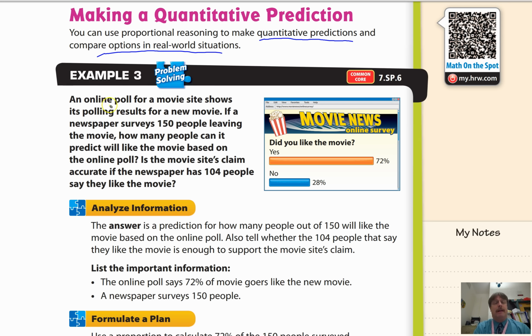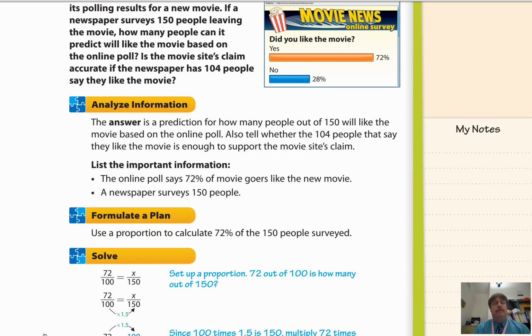So we have an online poll for a movie site that shows its polling results for a new movie. So that's right here, this graph. If a newspaper surveys 150 people leaving the movie, how many people can it predict will like the movie based on the online poll? Is the movie site's claim accurate if the newspaper has 104 people say they like the movie? We're going through our steps here, and we're going to analyze the information.